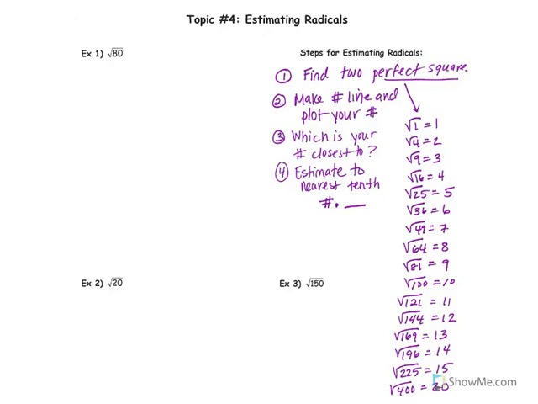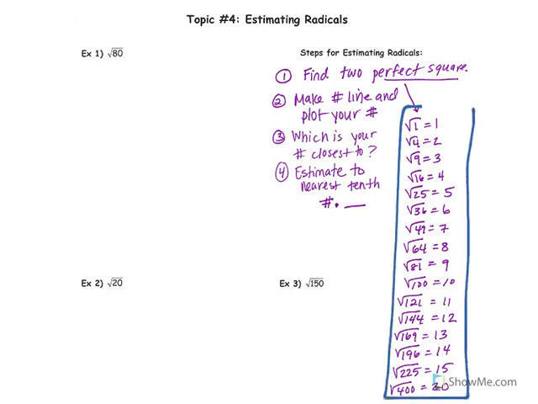to coordinate geometry. Topic number 4 is going to be about estimating radicals, okay? So the goal of this unit is to take something like the square root of 80 and without a calculator kind of know where that is within one decimal place, okay? And just like we did in the warm-up today, the first thing that we talked about was, well, what are the square roots that we like? What are the square roots that we know?